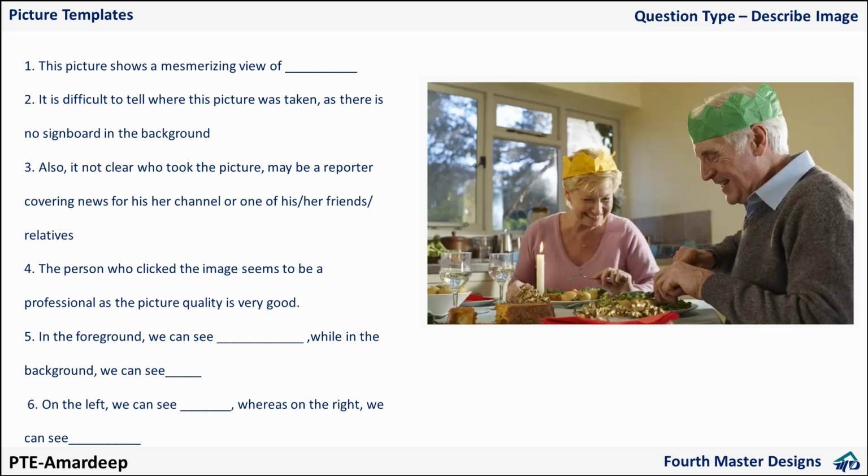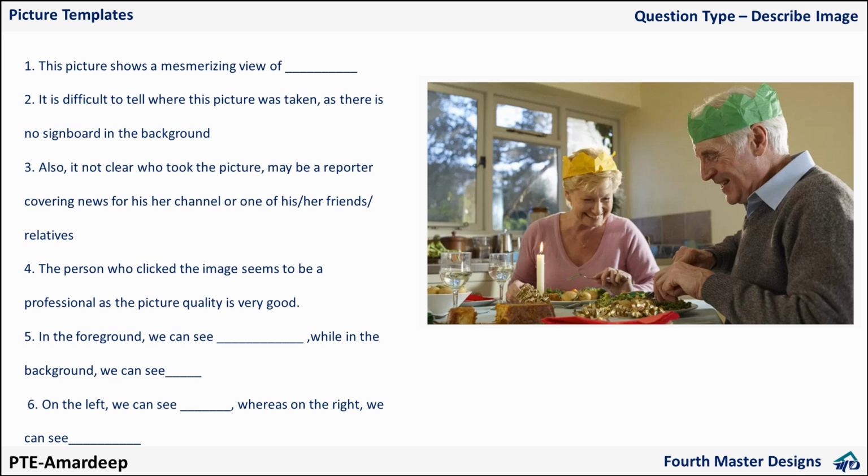So here I start my timer. This time I will analyze also, and then I will speak. Okay. They are celebrating some occasion, maybe a birthday. Old couple, but the person is wearing a sweater. Maybe it is cold, and they look like an English couple. Fine. A wine glass is there.